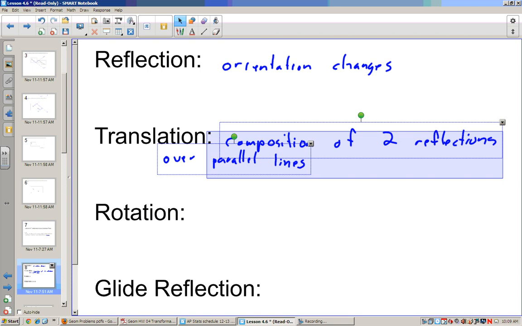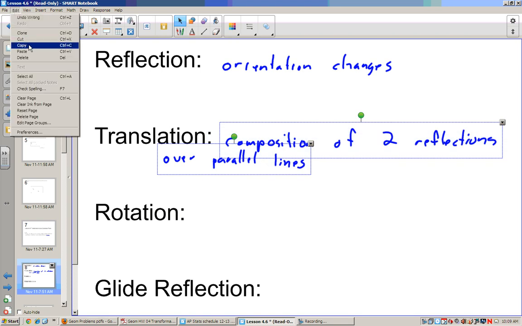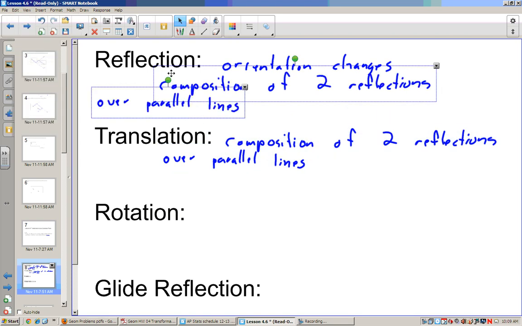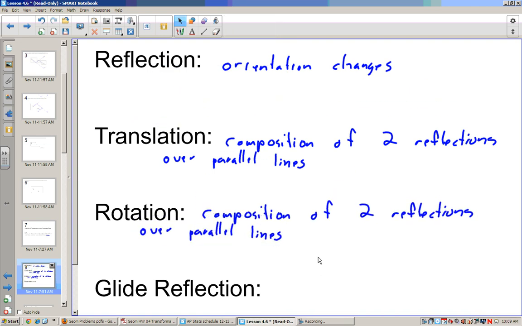Now I'm going to take this and copy it and paste it, because rotation is a composition of two reflections, but it's not over parallel lines, it's over intersecting lines. So what I hope you can see, that a translation and rotation are both two reflections, but a rotation is over intersecting lines, where a translation is over parallel lines. Now a glide reflect, oh, and we should talk about orientation. On both these, orientation stays the same.